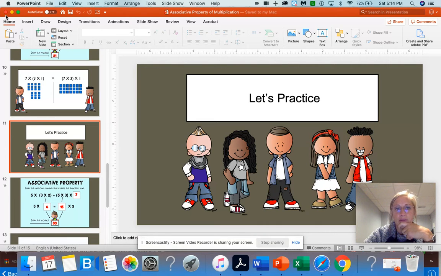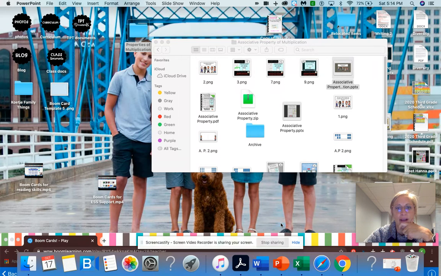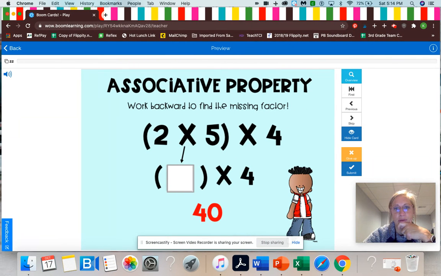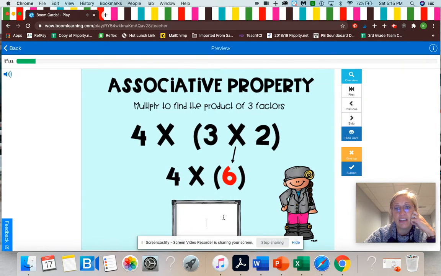Once I feel comfortable that my students have been guided through this understanding, I go into a practice with Boom cards. It looks very much the same as the PowerPoint presentation. And we type in our answers and we look at what that looks like. I can do this as a teacher up front in the classroom to get them familiar with it, and then I can send them off independently to try it.